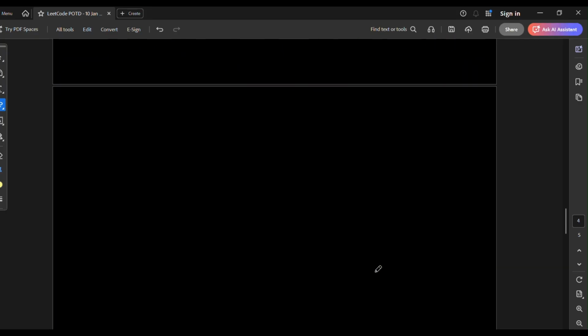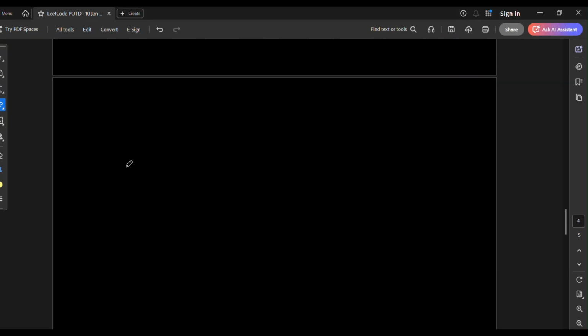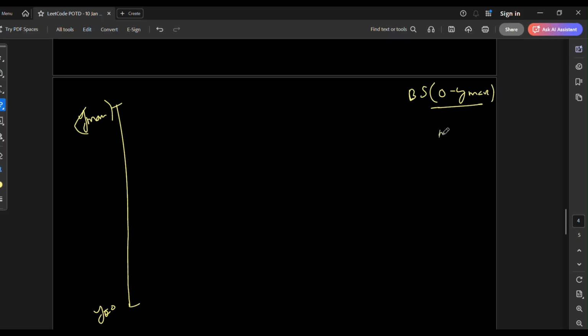So let's say this is my y equal to 0, and this is my y max. You guys know binary search: it takes 0 to y max and finds some midpoint. Now let's say the midpoint comes at this point. So I will check the whole array and find out the area on the upward side.